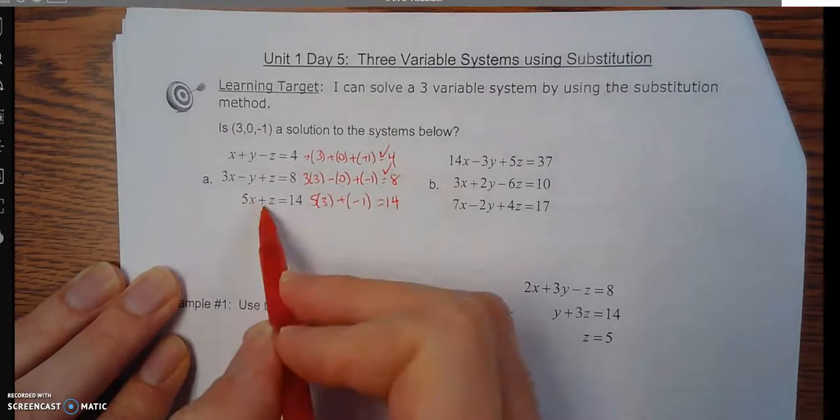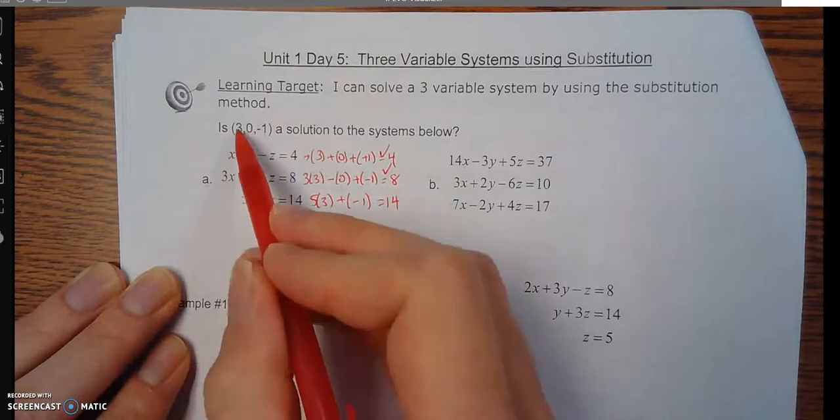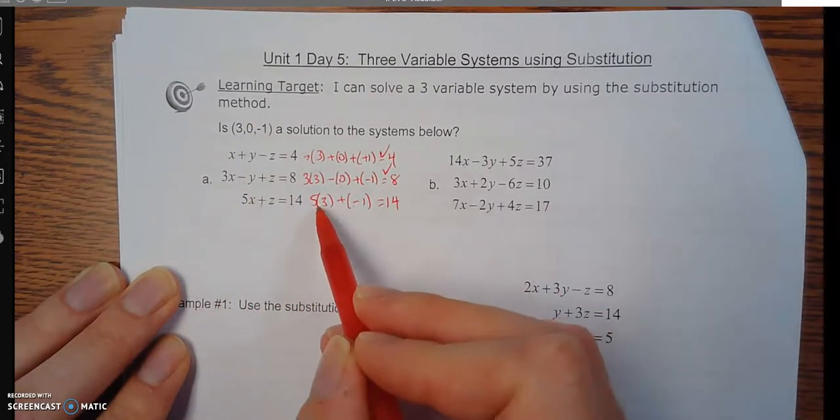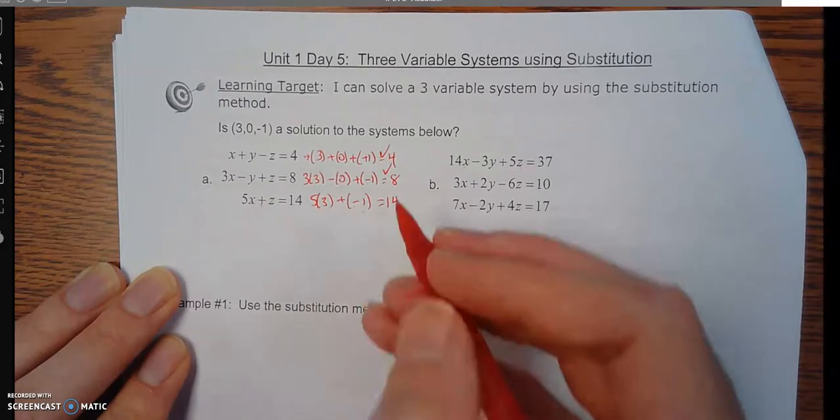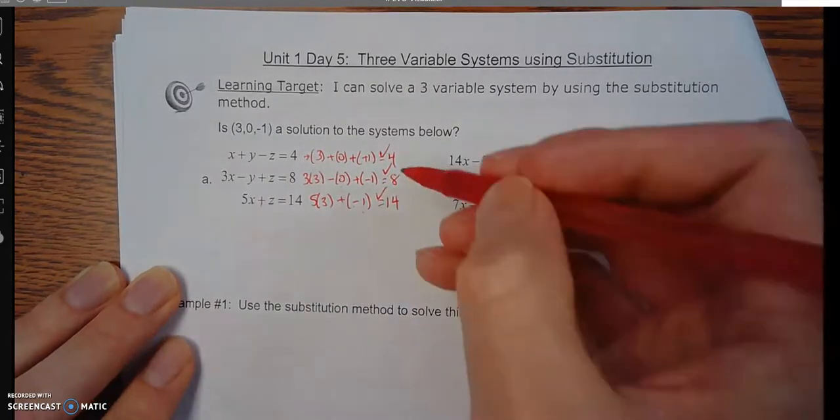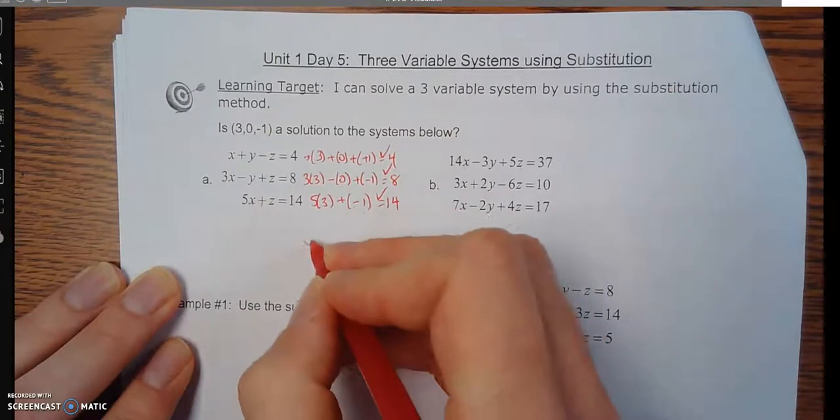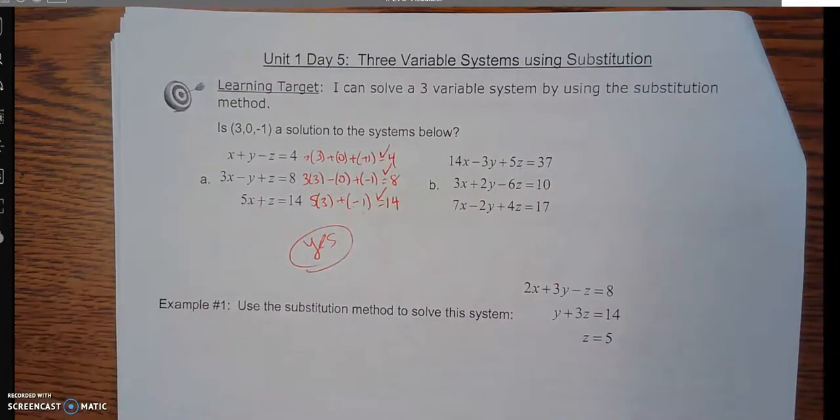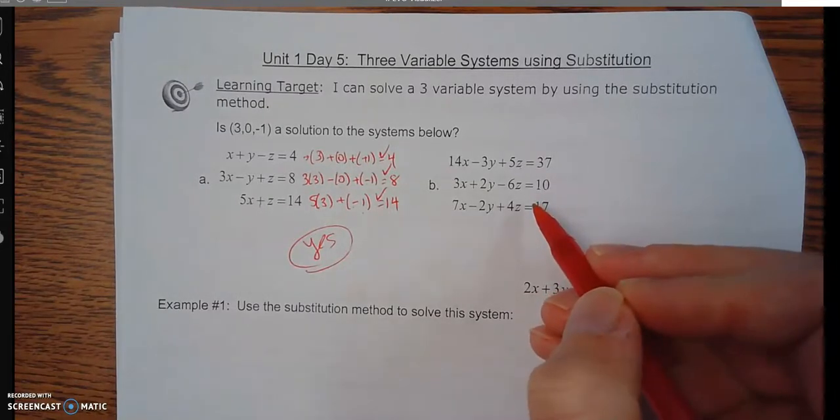And for the last one, notice there's no y, so there's nowhere to plug the 0, but I plug 3 in for x. I plug negative 1 in for z, and I've got 15 plus negative 1, does that equal 14? And it does. So since it makes all three equations true, then yes, that is a solution to this system. Okay, now we got a different system over here we want to check. Same idea, we're going to plug it into all three of them.